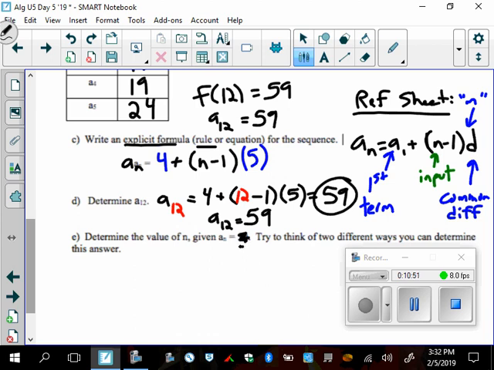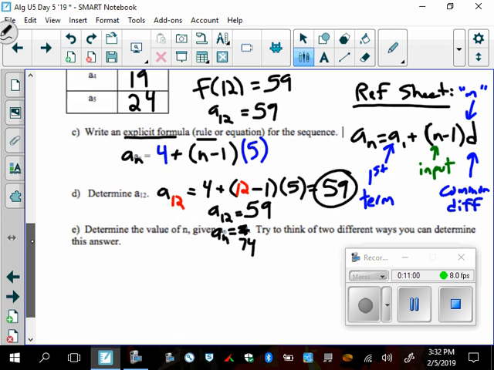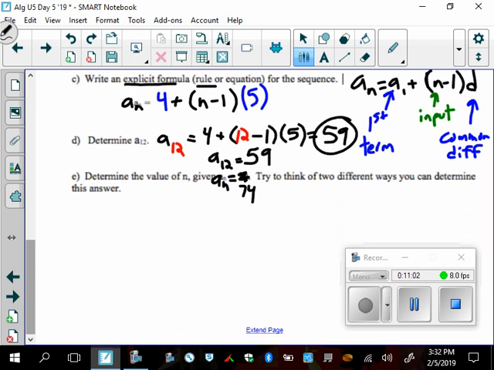All right, so I want you to change this one to 74. This is the other way we're going to use the formula. There's more than one way to try and solve this, but I'd like you to try and figure out how I would know what term is 74.